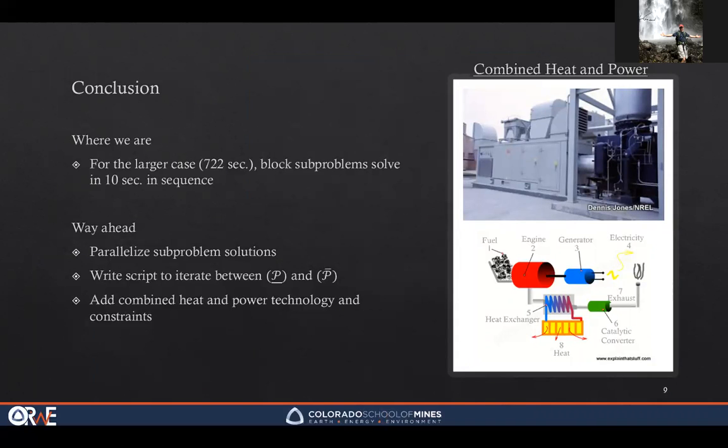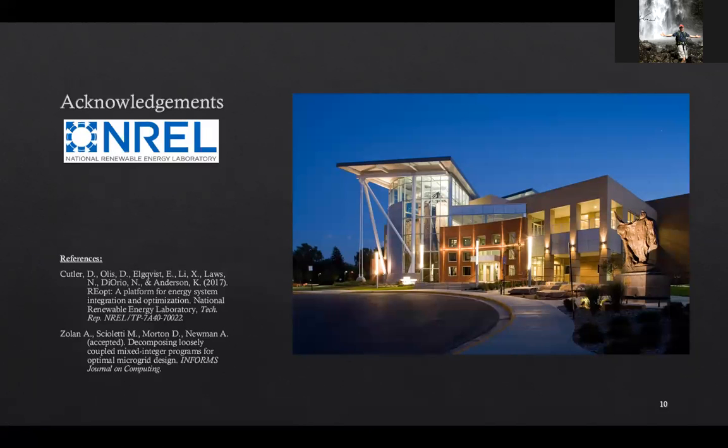So where are we? For the larger case, the block subproblems are solving in about 10 seconds. When we solve them in sequence, we're expecting to get improvements when we put those in parallel. The next steps are to do that parallelization, to write the script, to iterate between the lower and upper bounds and updating those penalties. And then finally, we're going to add combined heat and power technologies, as we talked about before. I want to thank the efforts from NREL and their funding and supporting this project.